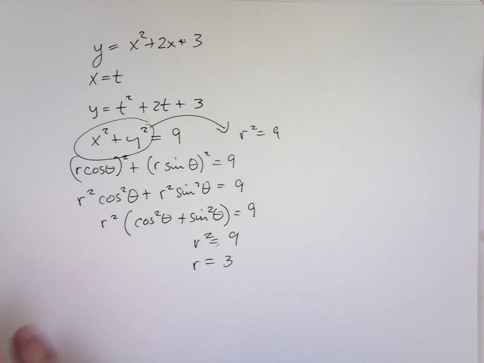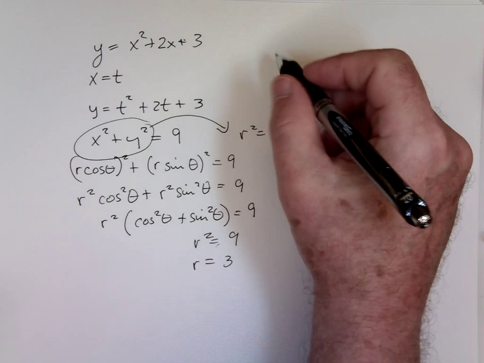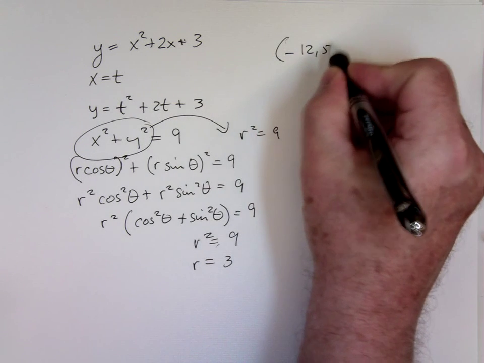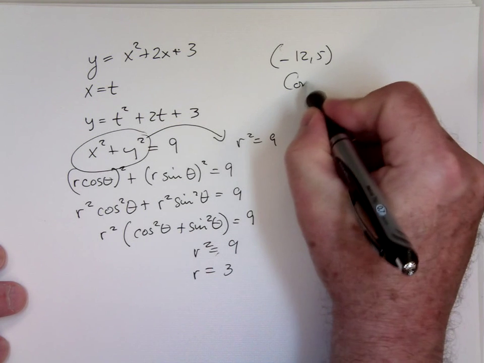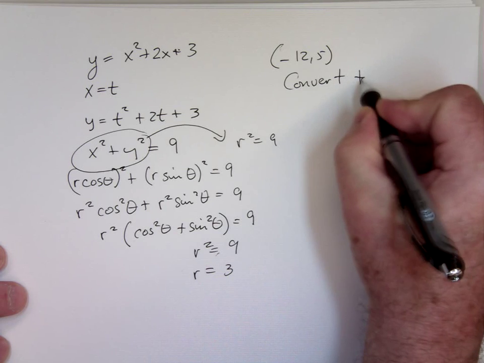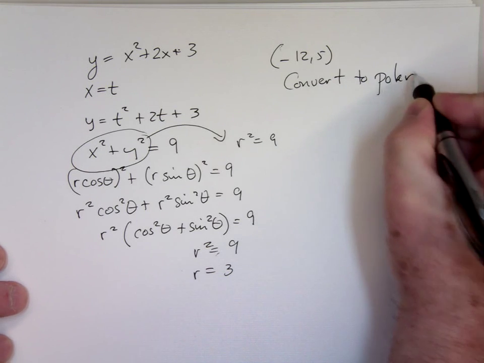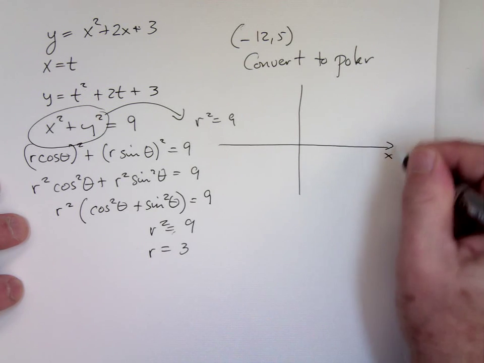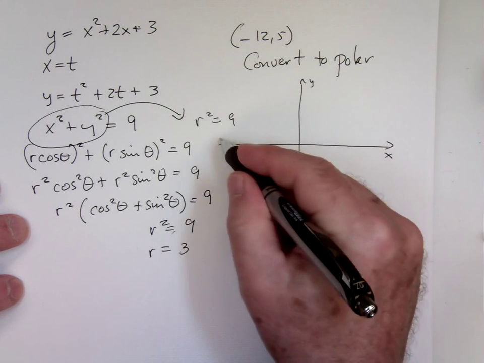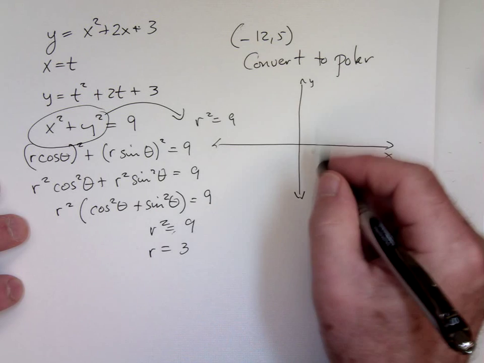All right, what else you got? Yes? Same problem, but we had negative 12, 5 and convert that to polar. Let's take a look. Convert to polar. Negative 12, 5.